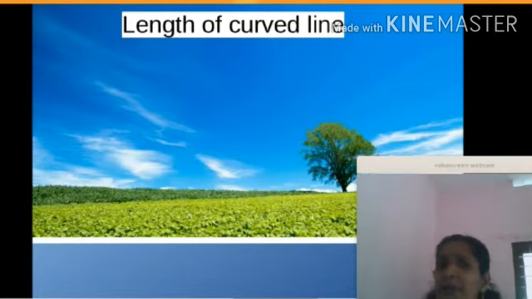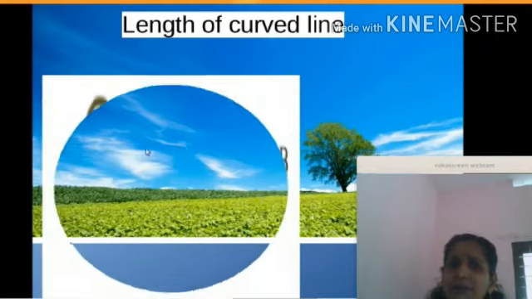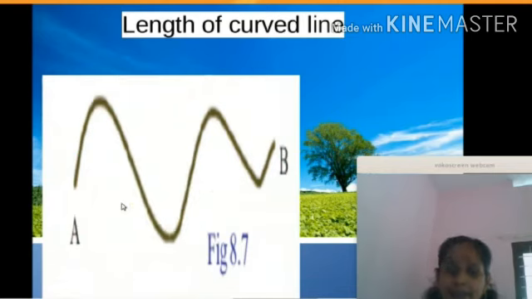Now we are going to measure the length of a curved line. We are given a curved line like this. We have to measure the length of this curved line. How is it possible? There is a way.